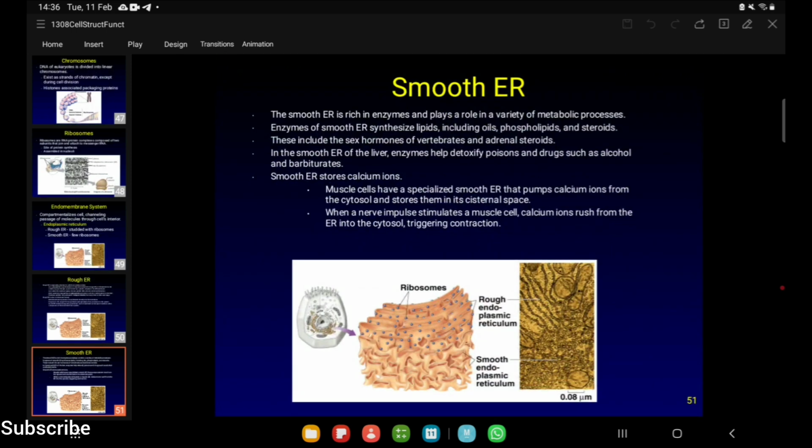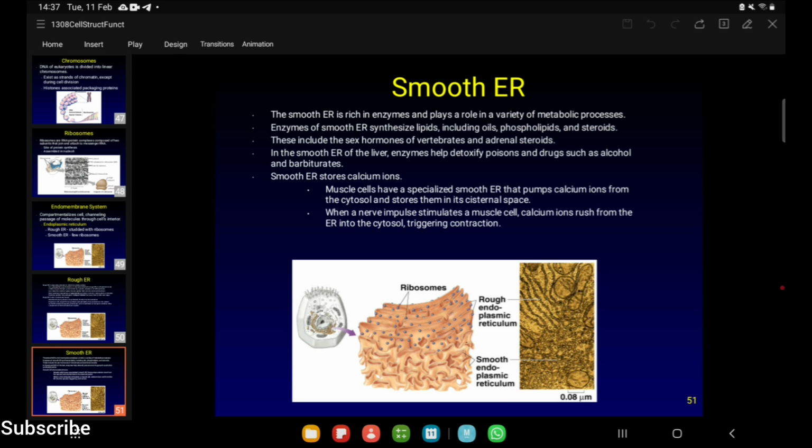Smooth endoplasmic reticulum is rich in enzymes and plays a role in a variety of metabolic processes. Enzymes of smooth endoplasmic reticulum synthesize lipids, including oils, phospholipids, and steroids. These include the sex hormones of vertebrates and adrenal steroids. In the smooth ER of the liver, enzymes help detoxify poisons and drugs such as alcohol and barbiturates. And smooth endoplasmic reticulum stores calcium ions.